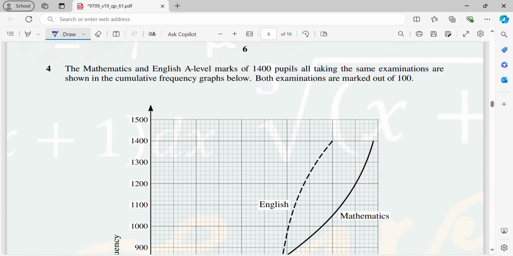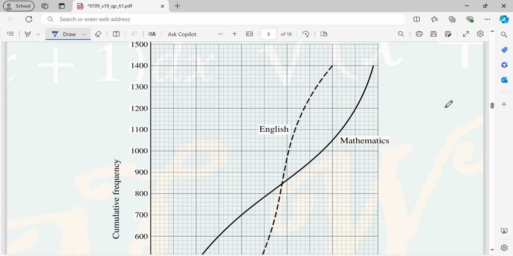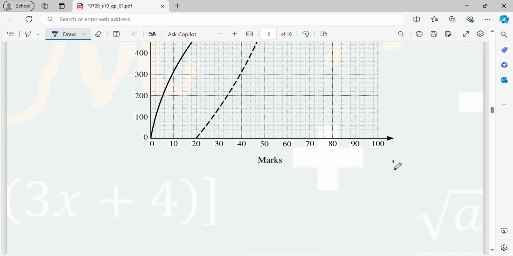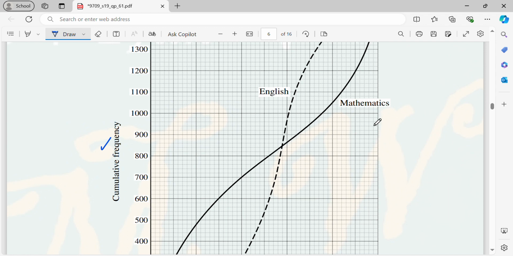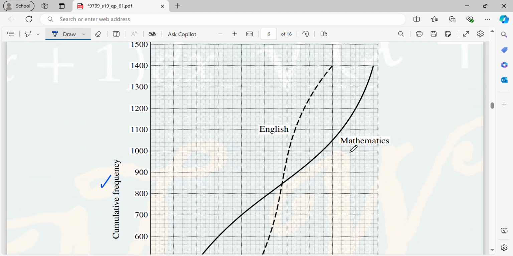Question 4. The Mathematics and English A-level marks of 1,400 pupils, all taking the same examinations, are shown in the cumulative frequency graph below. Both examinations are marked out of 100. Okay, so you are given cumulative frequency and also the marks, two graphs. The dotted line graph is for English score and the solid line graph is for mathematics.